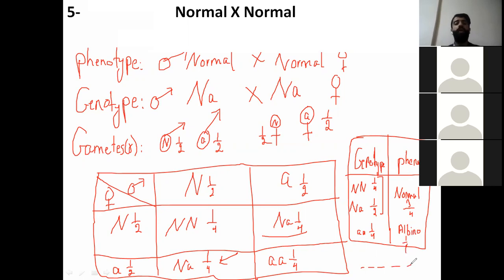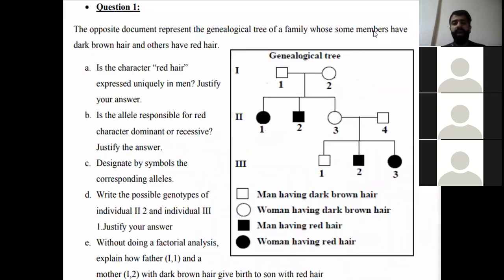You have to write it. Why are the results verified? Since you have 4 children, three out of 4 are normal: Fatima, Marie, and Ahmad. While one of them is affected, which is Jack, who is albino. So this is for the factorial analysis. And then let's move to the homework question.